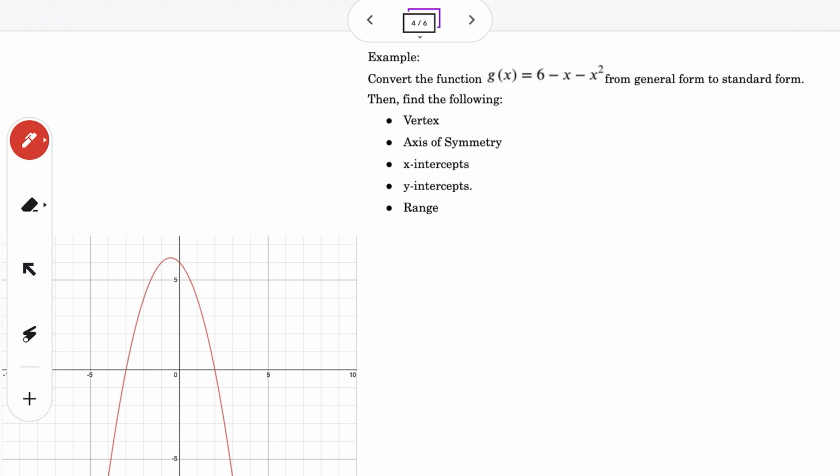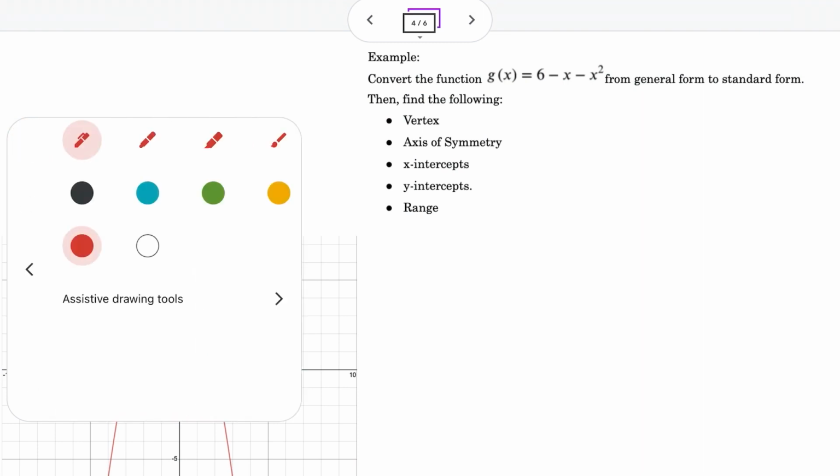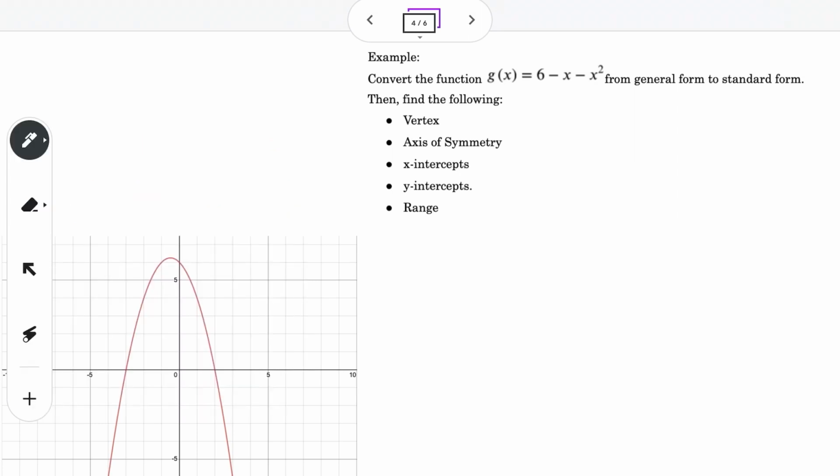Another example. Here we've got ourselves 6 minus x squared. First thing I'm going to do is rewrite this in descending order. Negative x squared minus x plus 6. This then gives me our a is -1. B is also -1. And C is 6. It's asking for our vertex, our axis of symmetry, our x-intercepts, y-intercepts, and the range.